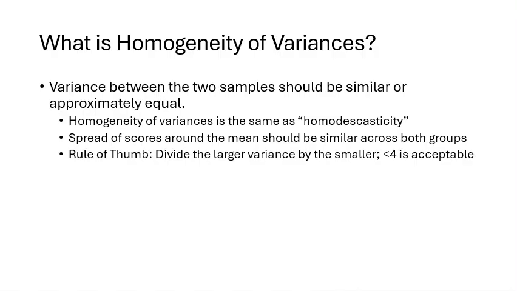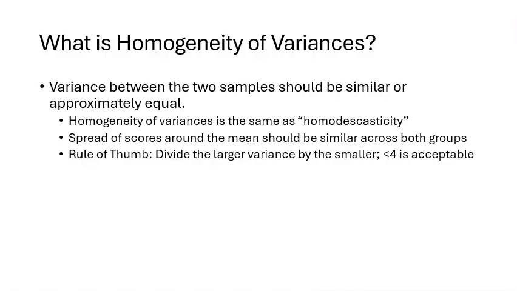So what is homogeneity of variances? This is a new term. So all this means is that the variance between the two samples should be similar or approximately equal. And in this case, this would be our estimated variance, our EVAR. And so they're not going to be exactly equal. They're going to be kind of equal.